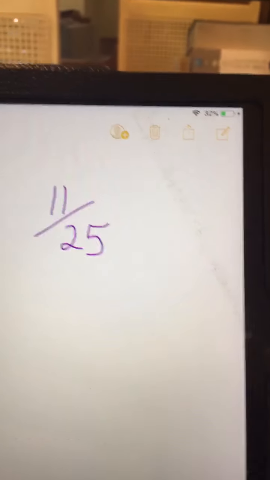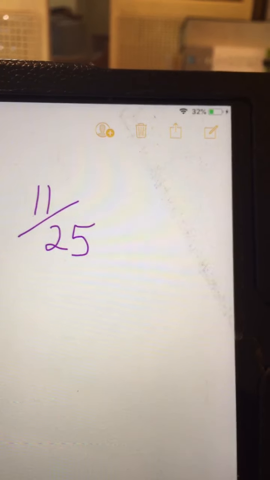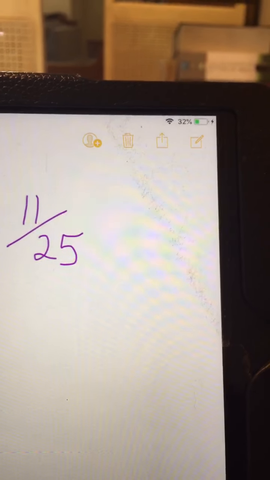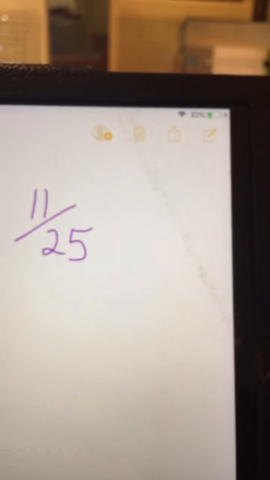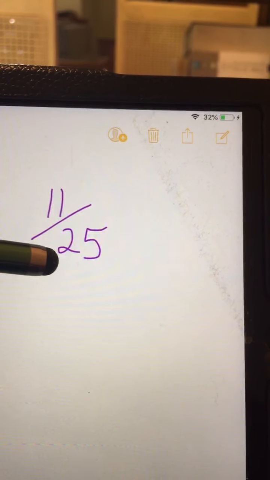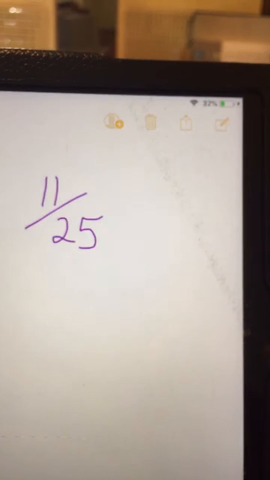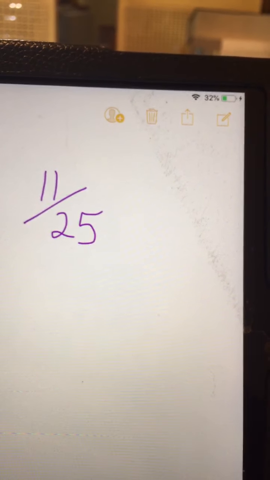Okay, how do you get a fraction into a percent or a decimal? You can divide the top number by the bottom number. Okay, go ahead and do that on your calculator. 11 divided by 25.